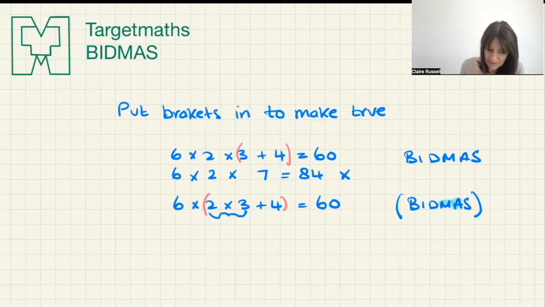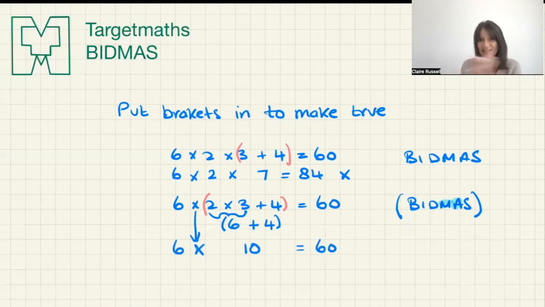2 times 3 is 6. I've still got the plus and the 4. And technically, I've still got the brackets, haven't I? 6 plus 4 is 10. Now I'm down to a single number. The brackets are done. Everything's done. So all I've got left is that times sign there and my 6. And 6 times 10 is 60. 60 is what I wanted it to equal. So that is the correct placement of my brackets.